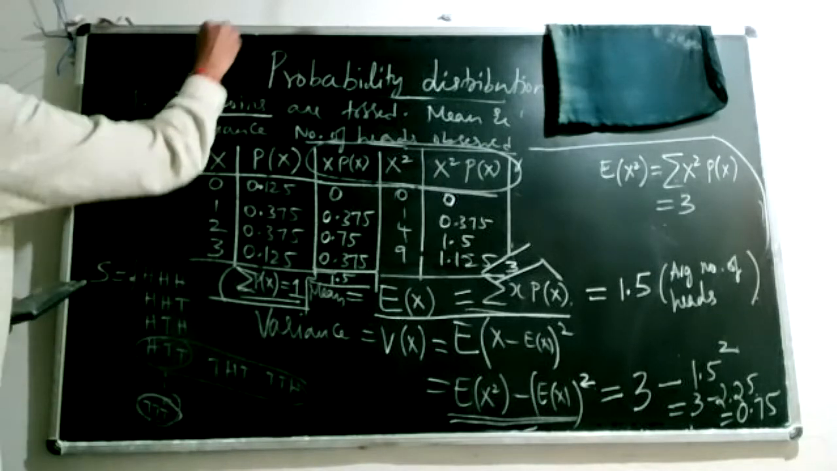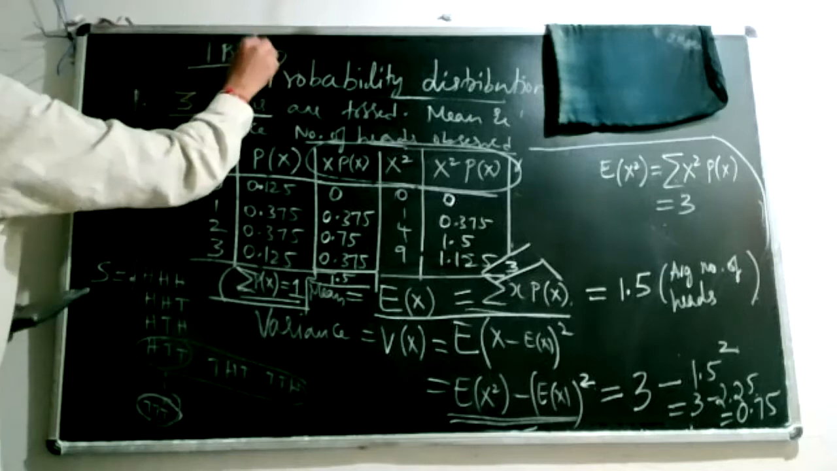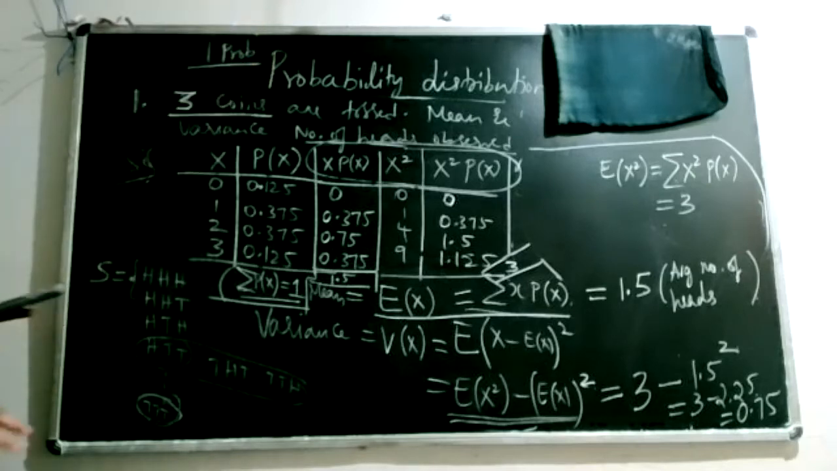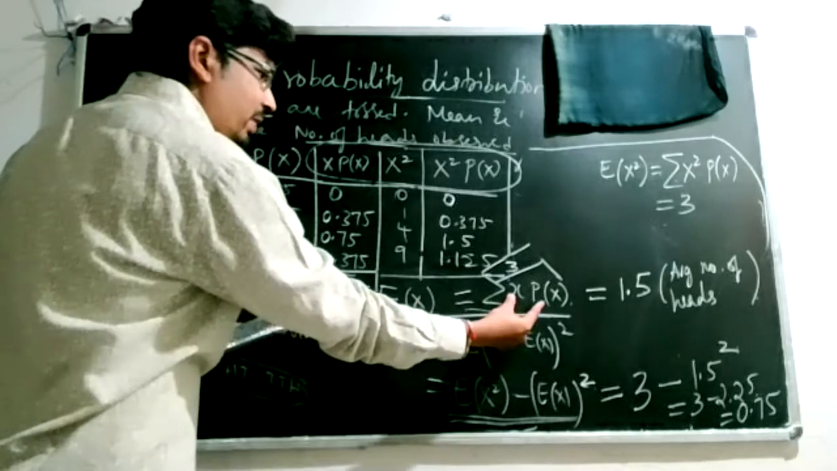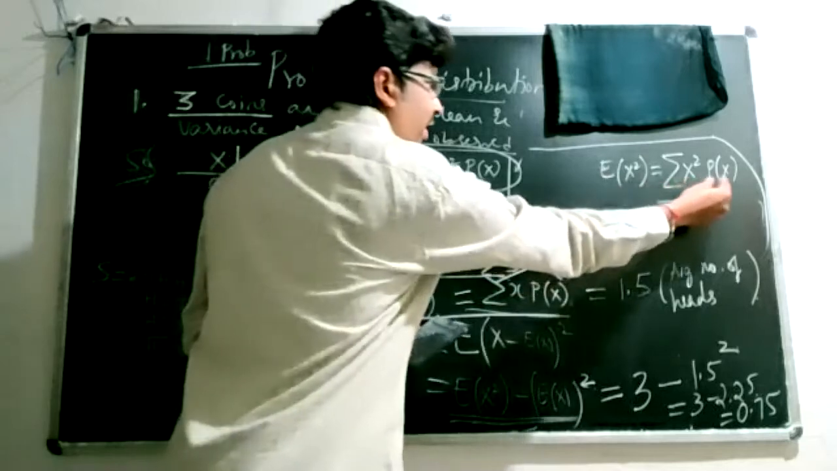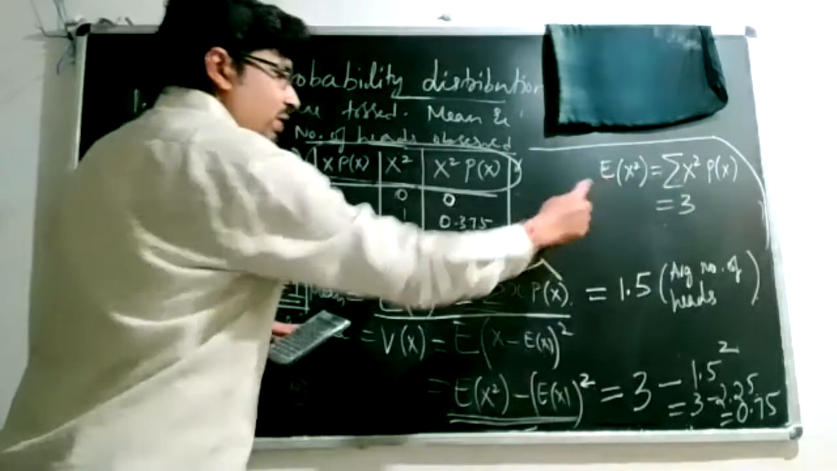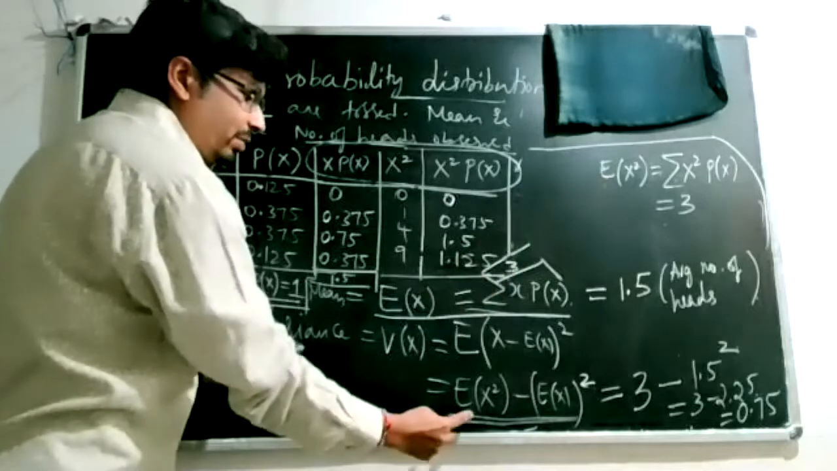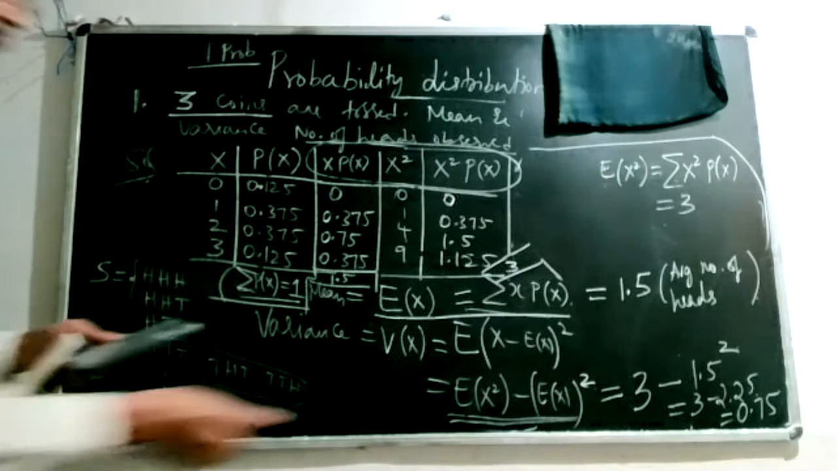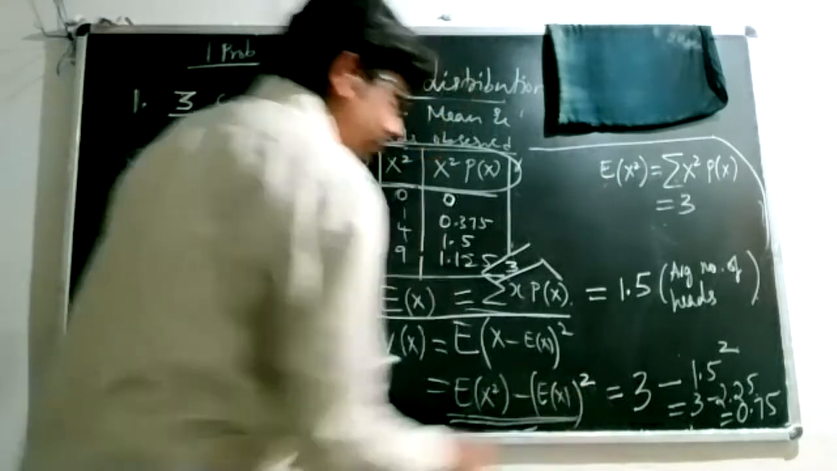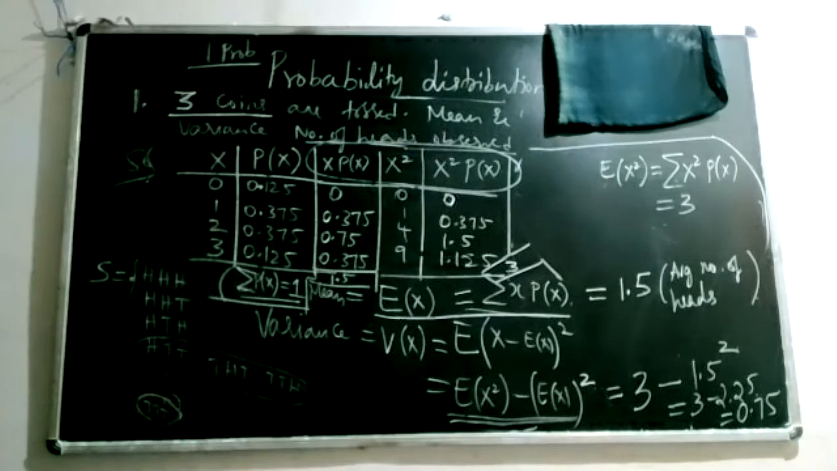So you could have one numerical problem on obtaining mean and variance of a probability distribution. So please memorize the formulas. E of x is equal to total of x px. E of x square is total of x square into px. And we use both E of x and E of x square in computing the variance, as the formula E of x square minus E of x the whole square. So this is how we study basic properties of a probability distribution.